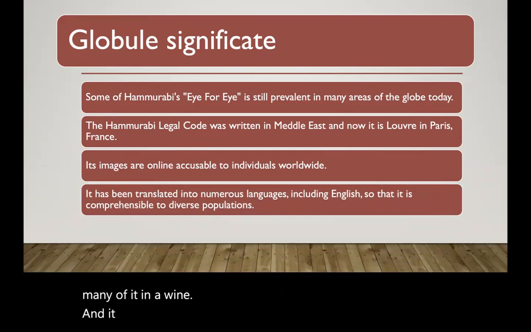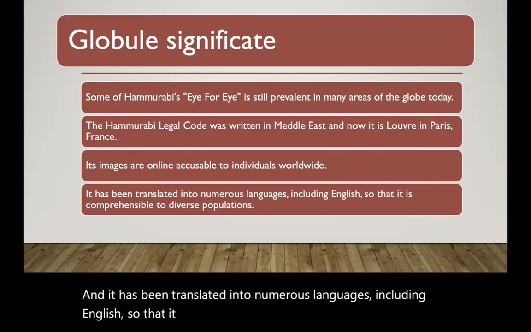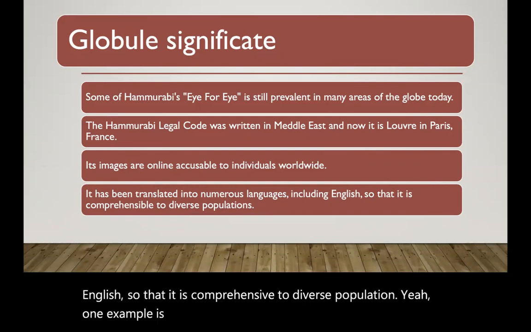And it has been translated into numerous languages, including English, so that it is comprehensible to diverse populations. Yeah, one example is that now I'm reading it in English.